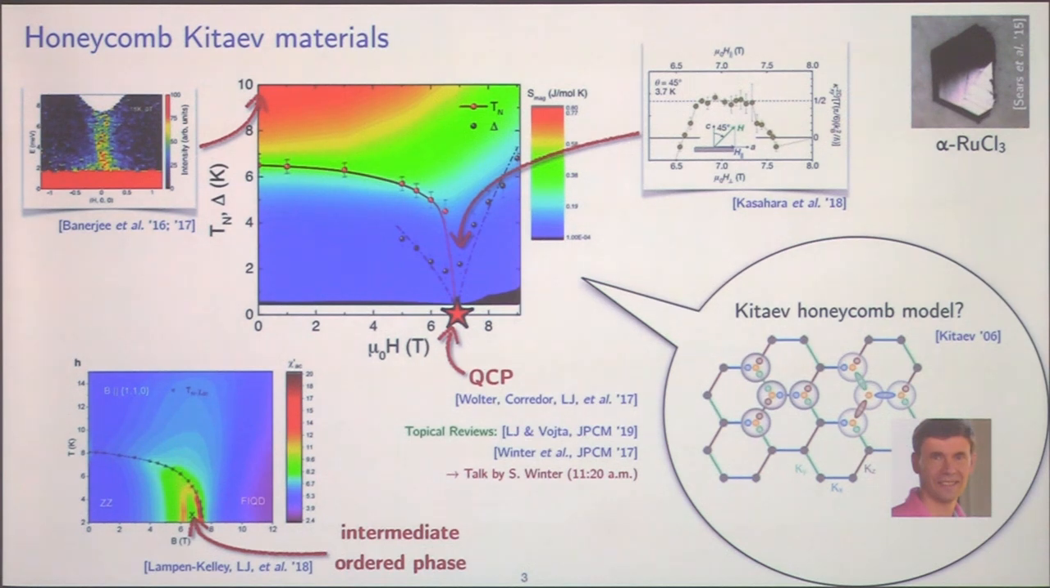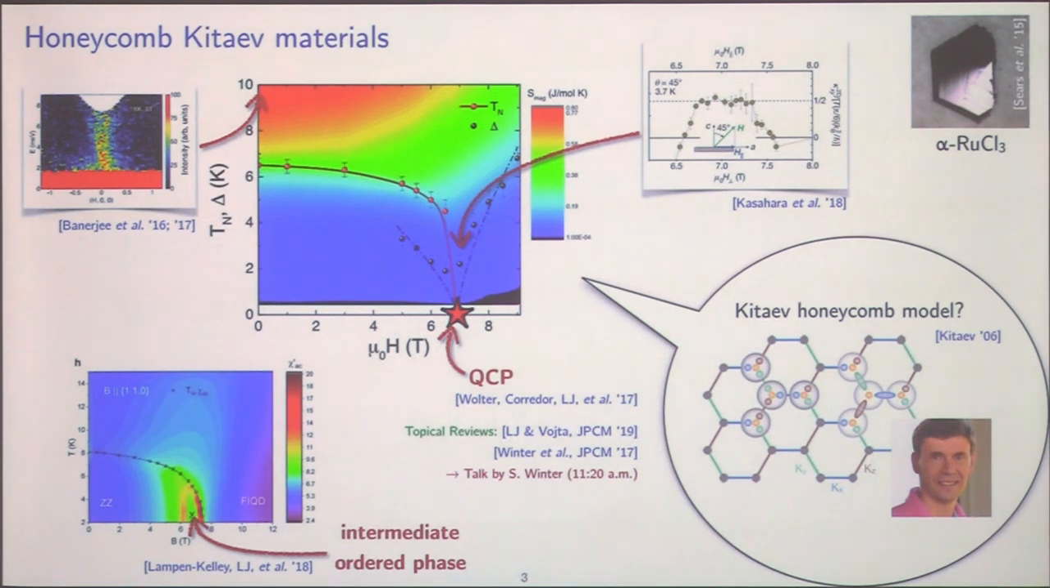Of course, the question is whether this is somehow realized in some type of materials. As far as we know, it's not exactly realized, because in all types of materials that we know so far, there are other types of interactions which also come into play. But one type of material that has been discussed a lot in the last couple of years is alpha ruthenium trichloride. It's a layered material of honeycomb layers. It's a Mott insulator with effective spin-1/2 degrees of freedom sitting on each of the sites of these honeycomb lattices. So effectively, I can maybe describe this as a two-dimensional model.